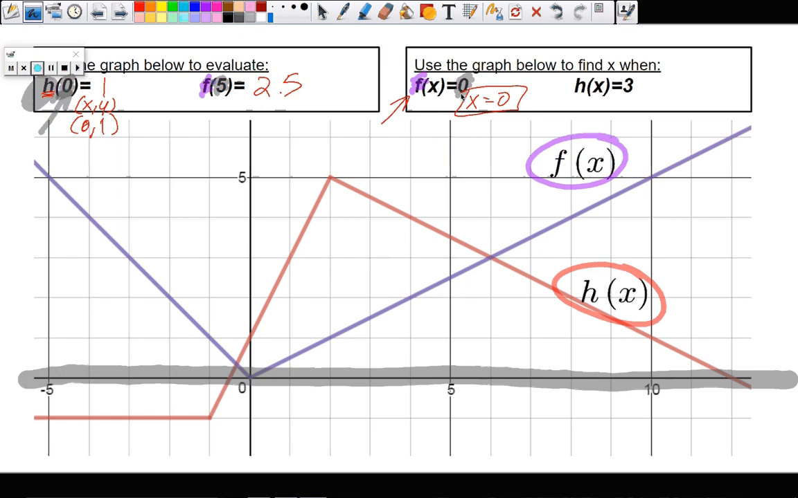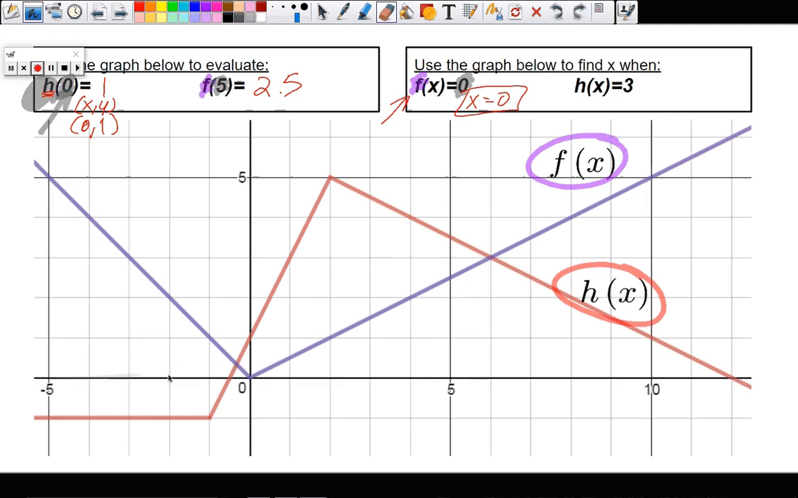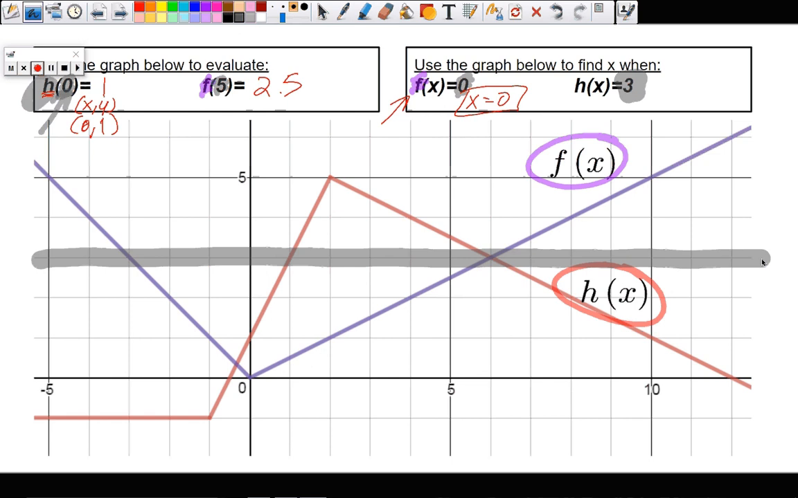Now let's try h of x is equal to 3. So now, here we go. I gave you the output y value. We find y is equal to 3. And we want to know when on h would I touch that horizontal line of y equals 3. 6, and where else? 1. So we're going to say at x equals 1 and 6. You can do it like this if you want. Either way will be okay.